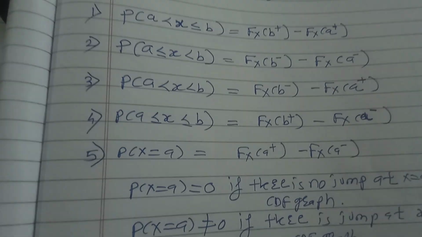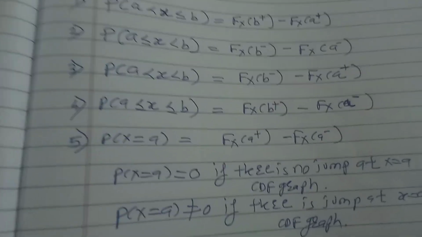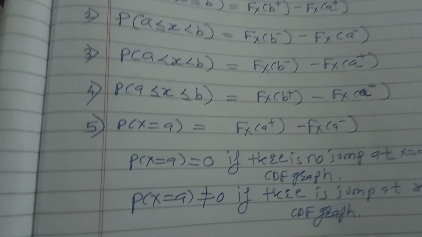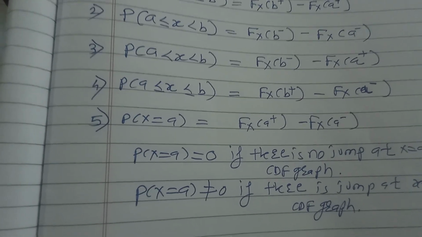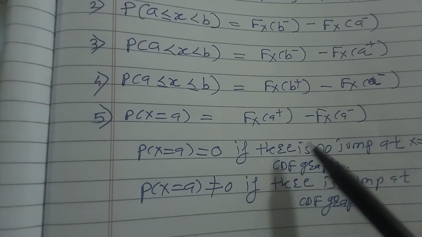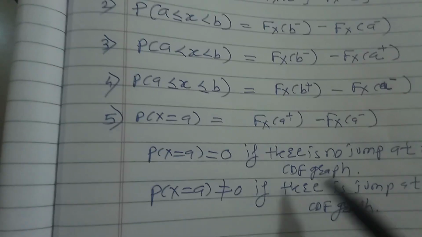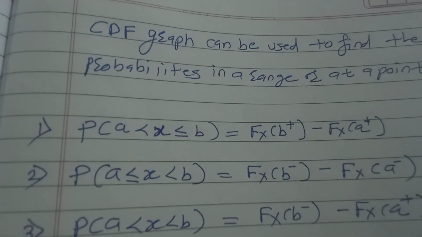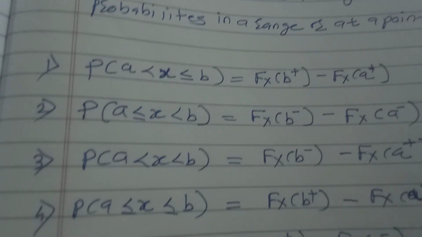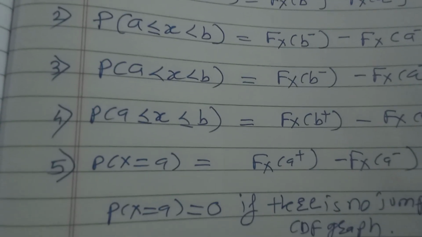So you know that in a CDF there could be constant values, or there could be a jump. So if there is a jump, then you will get the probability at that point. If there is no jump, then you will not get the probability at that point. So the CDF graph we can use to find the probabilities in a range as well as at a point.